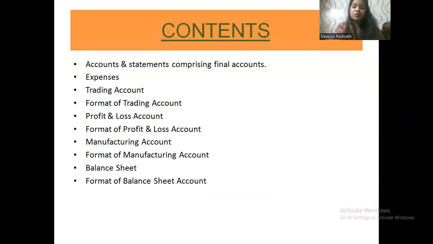Here is the content which I have added in the slide, and about all the contents we will study in brief, like what are the trading account, profit and loss, what is balance sheet, what is final account.